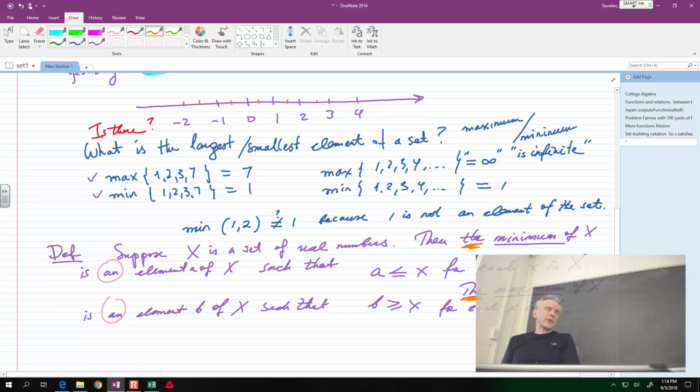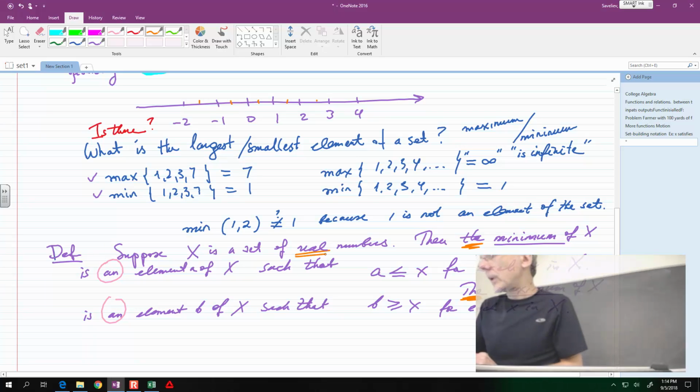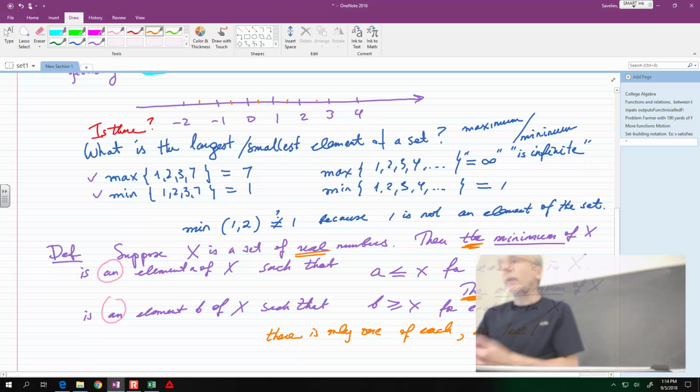Okay, so, at least among numbers. You can think of situations when even though things are ordered, there might be more than one maximum element. But when these are real numbers, then we are fine, and so there is only one. Only one of each, and this is a crucial part, or less. So it is possible that there is no such thing.